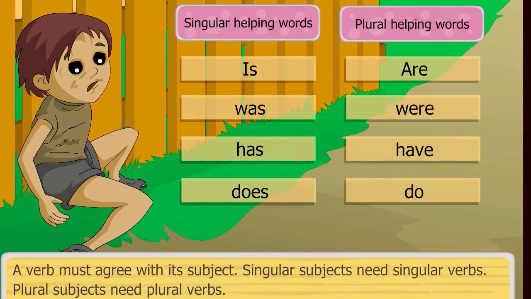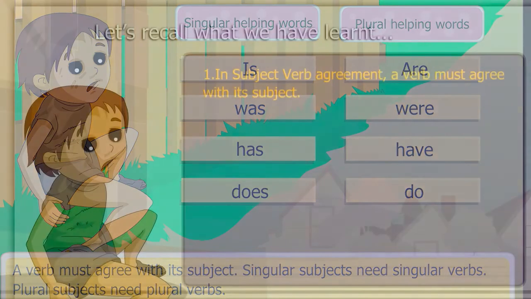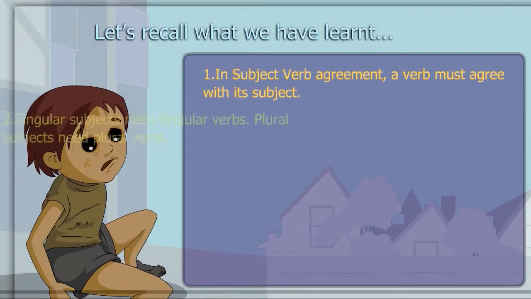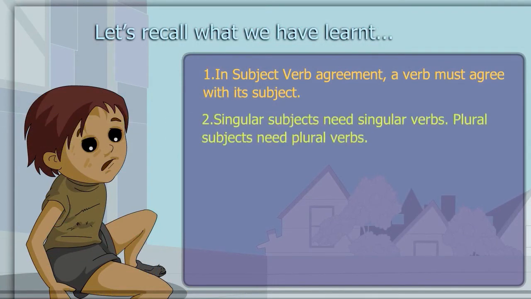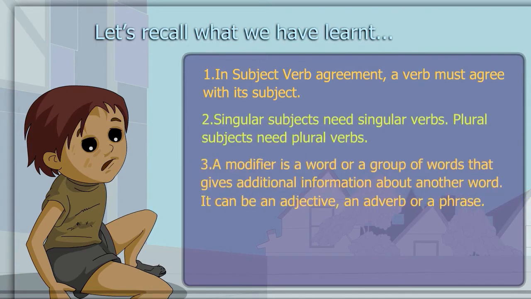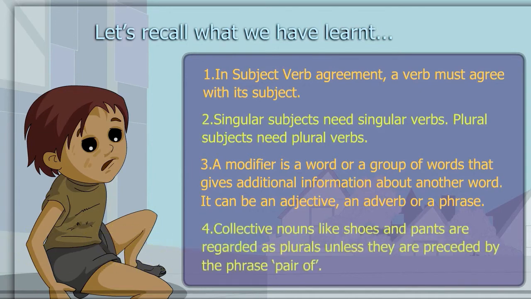Again, remember, in subject-verb agreement, a verb must agree with its subject. Singular subjects need singular verbs. Plural subjects need plural verbs. Let's recall what we have learned. A modifier is a word or a group of words that gives additional information about another word. It can be an adjective, an adverb, or a phrase. Collective nouns like shoes and pants are regarded as plurals unless they're preceded with the phrase pair of.